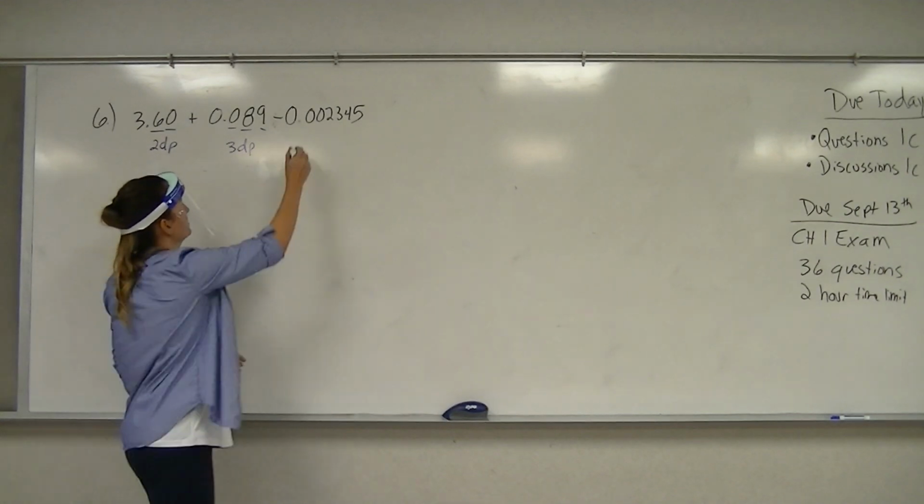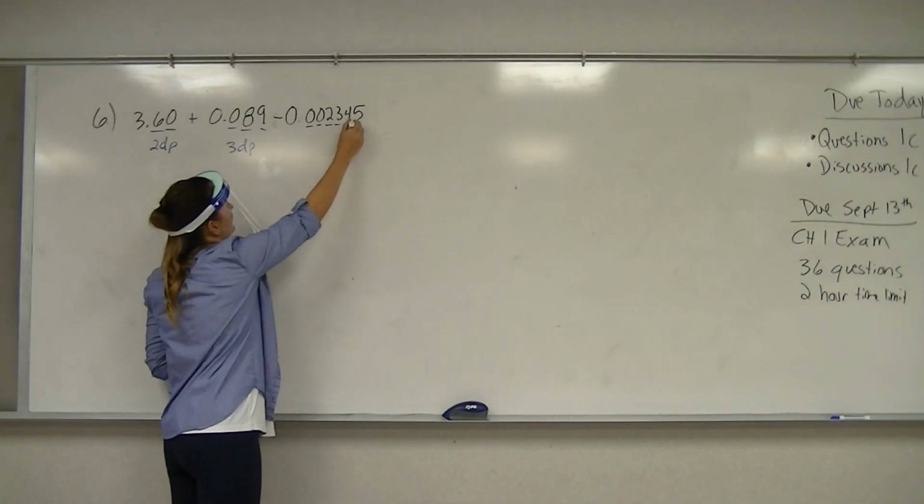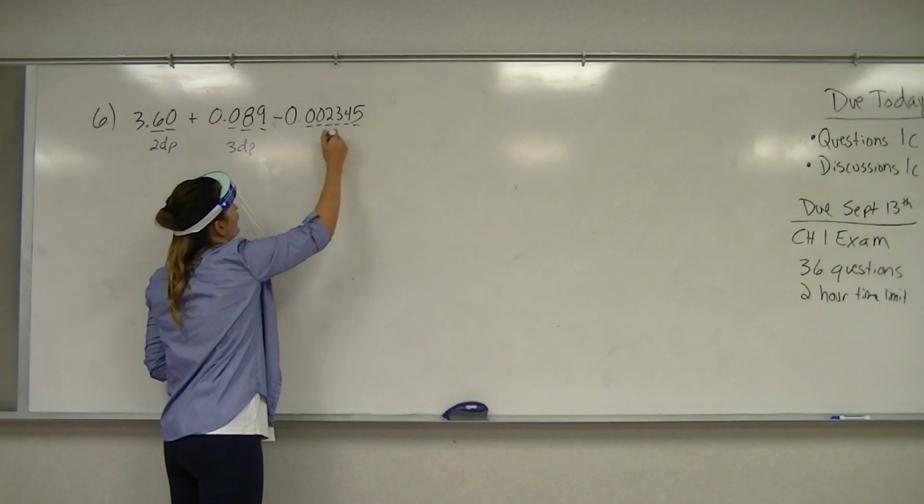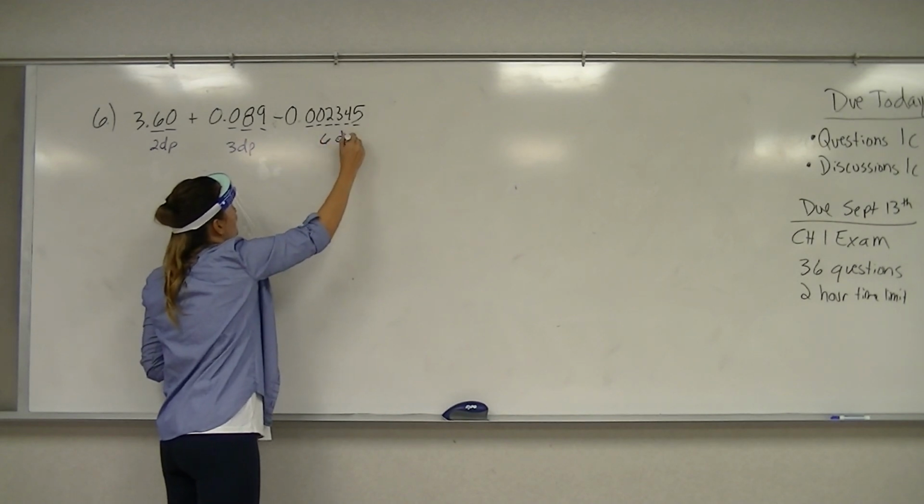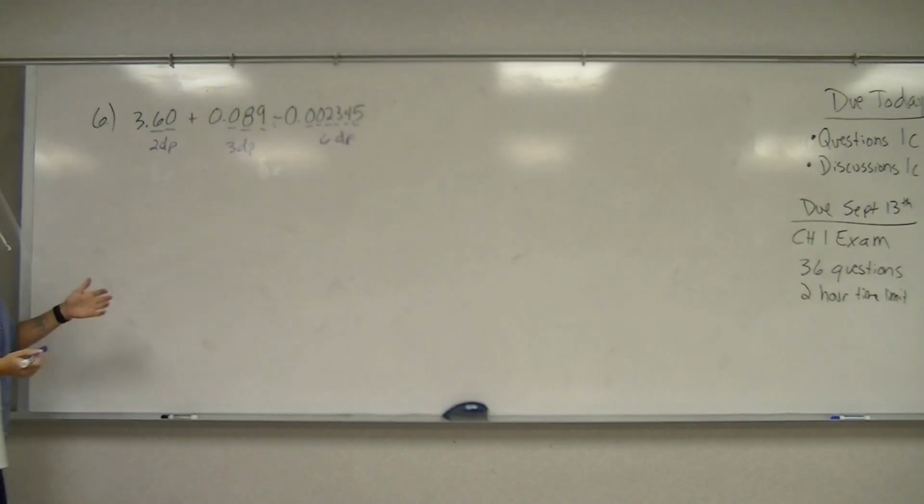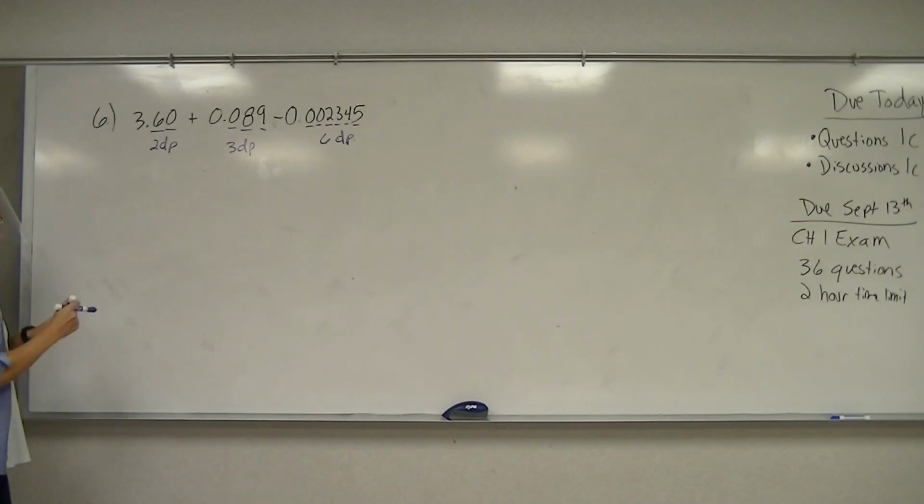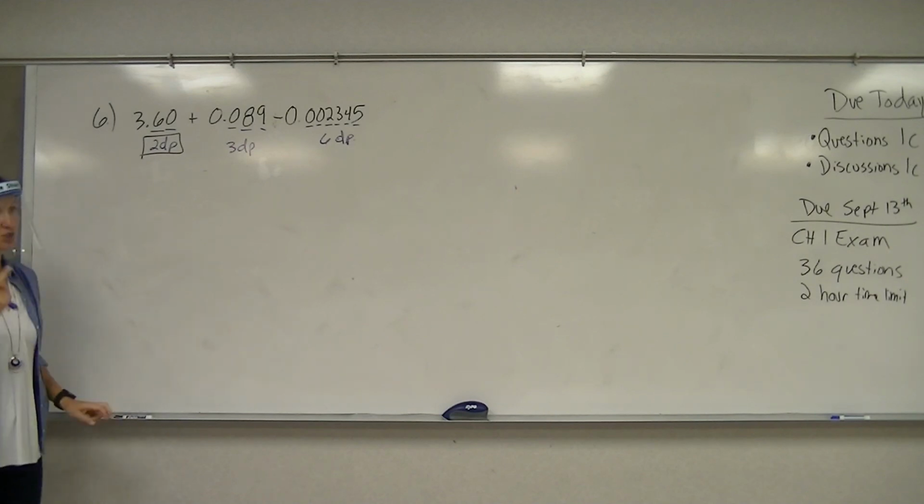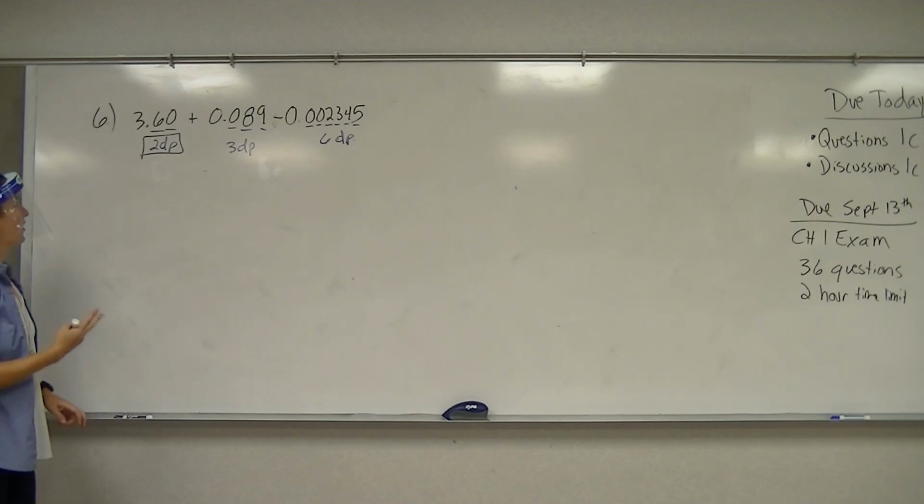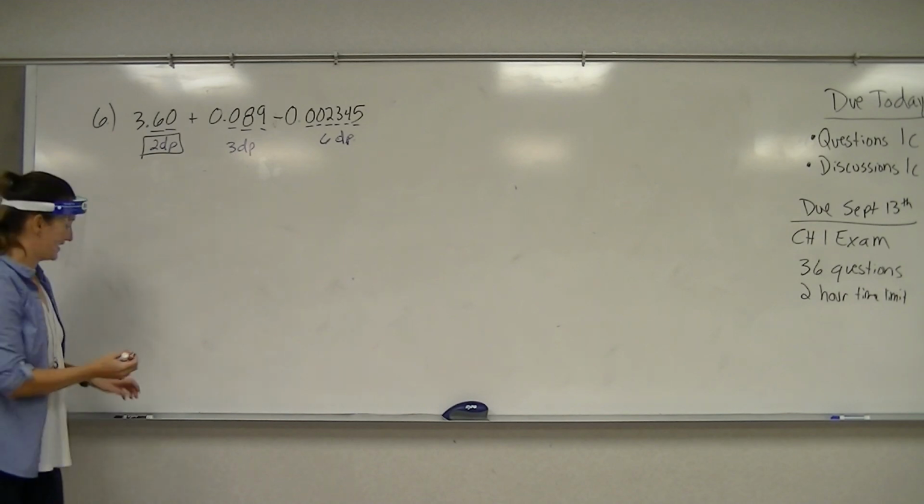And then the last one: 4, 5, is that 6? Actually, it doesn't even matter if it's 5 or 6, because we're picking the smallest. So which number is smallest? 2. That means when we report our answer, we're going to report it to 2 decimal places. All right, so someone want to calculate that for me?